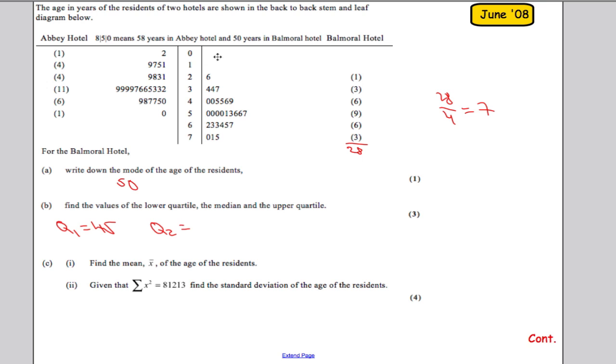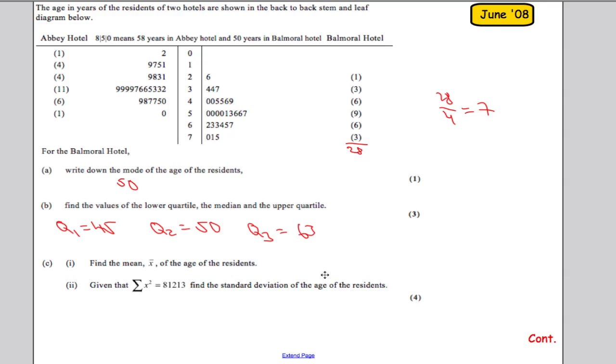Q2 will be the 14th. So counting along 1, 2, 3, 4, 5, 6, 7, 8, 9, 10, 11, 12, 13, 14. So that's Q2. And then finally Q3 will be the 21st person. So counting along 1, 2, 3, 4, 5, 6, 7, 8, 9, 10, 11, 12, 13, 14, 15, 16, 17, 18, 19, 20, 21. So Q3 is 63.